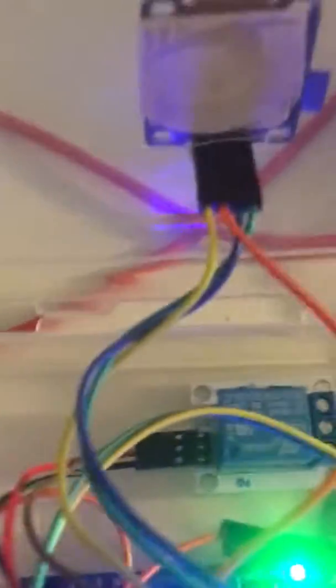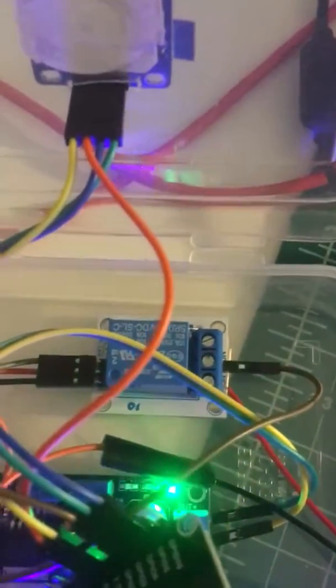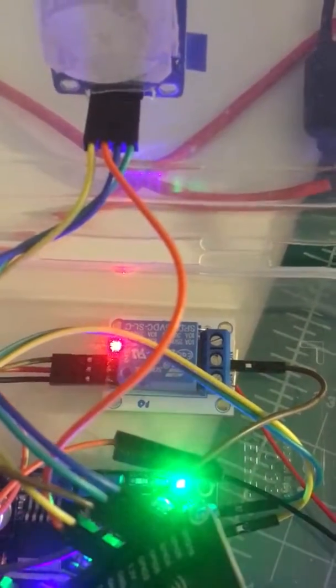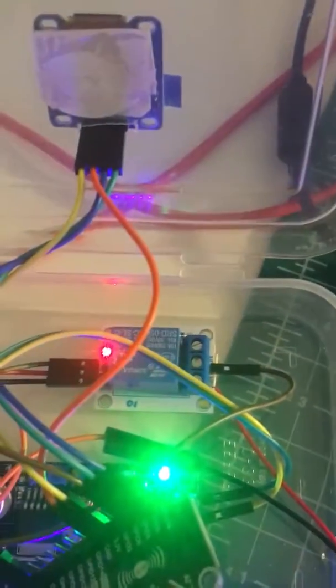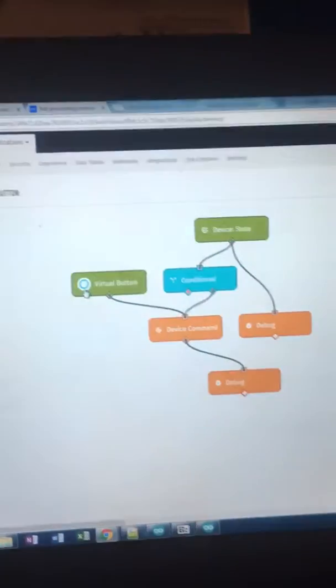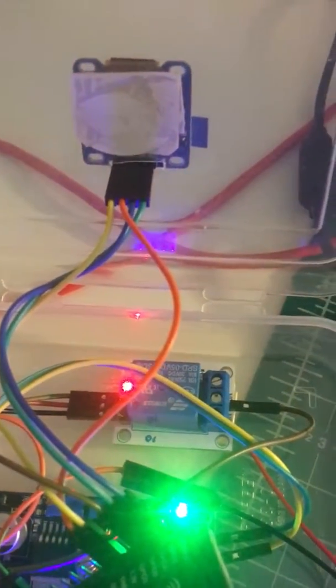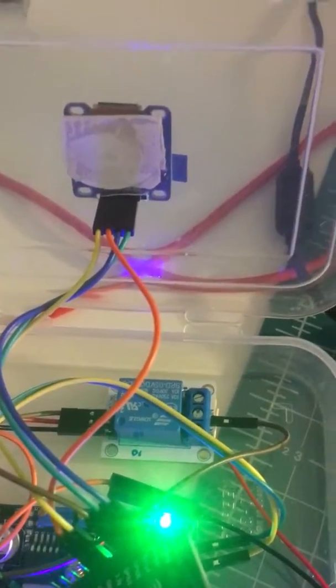There it goes. Okay. A closer look at the LED switching on and off. And that's it.